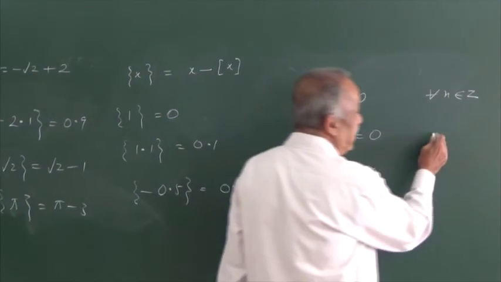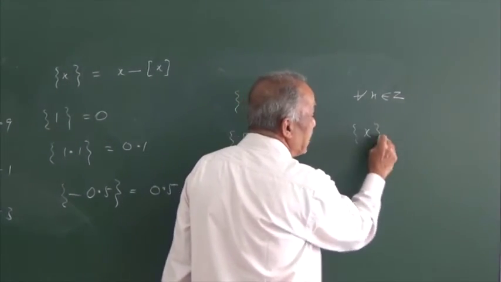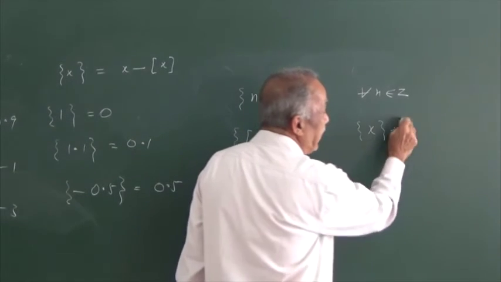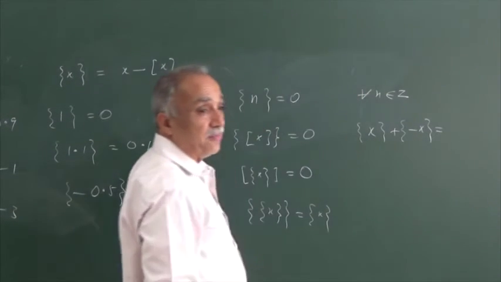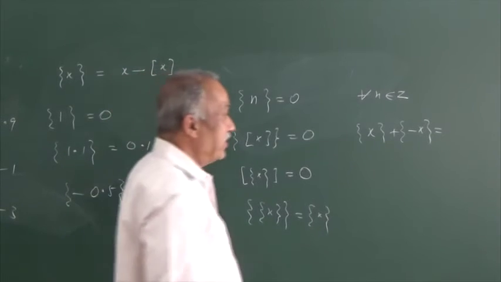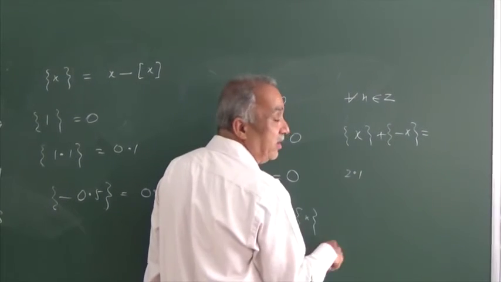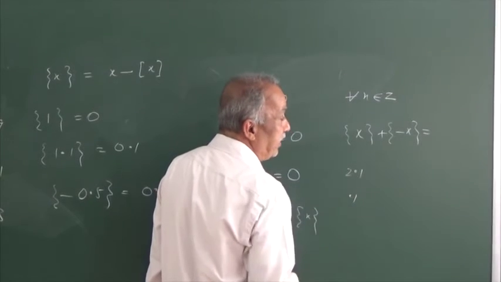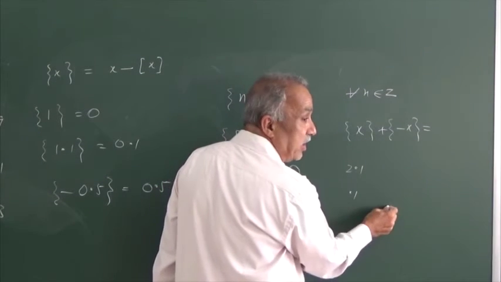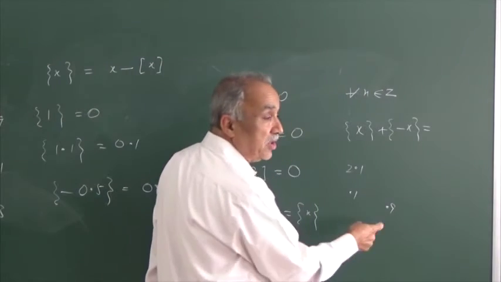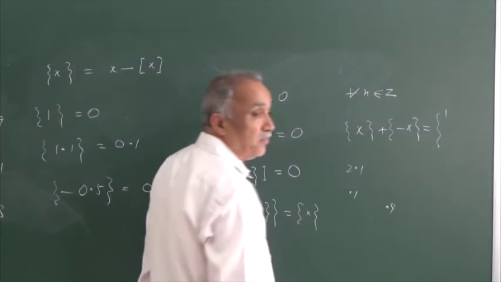Suppose x is any arbitrarily chosen real number. What will be the sum of the fractional part of x and the fractional part of minus x? Consider some examples. Suppose this number is 2.1, fractional part is 0.1. This number will be minus 2.1, fractional part will be 0.9. What is the sum now? 1. One possible value is 1.